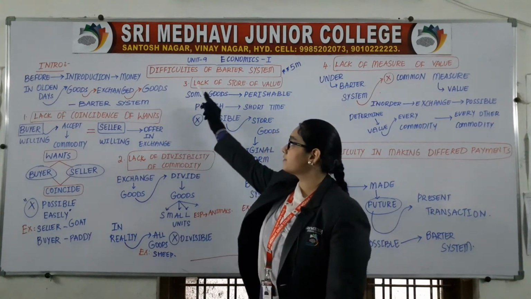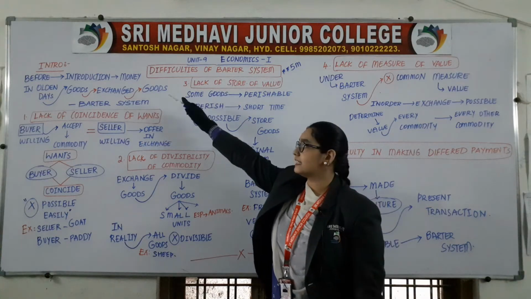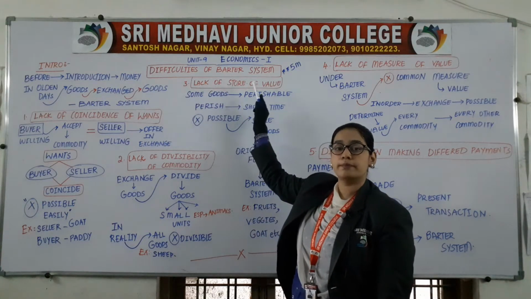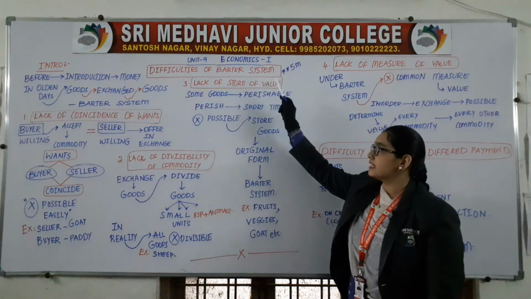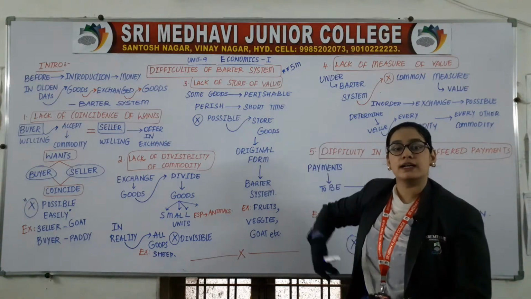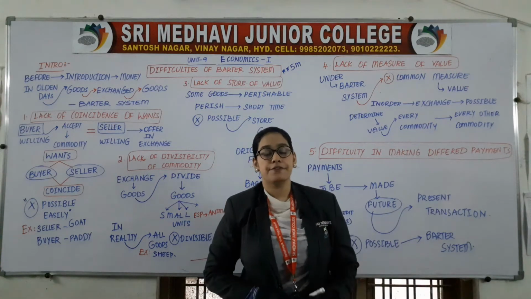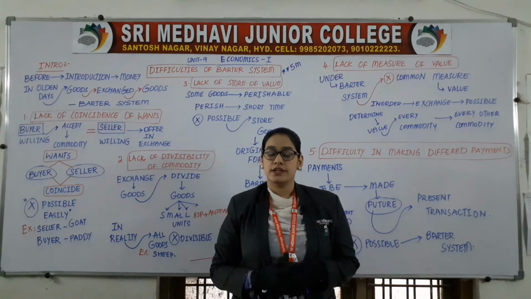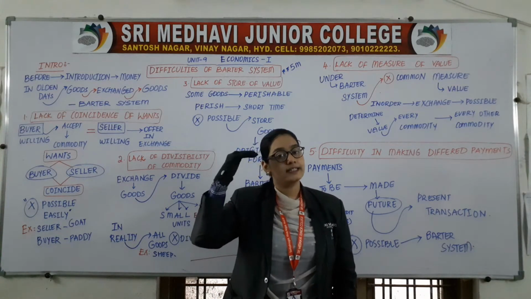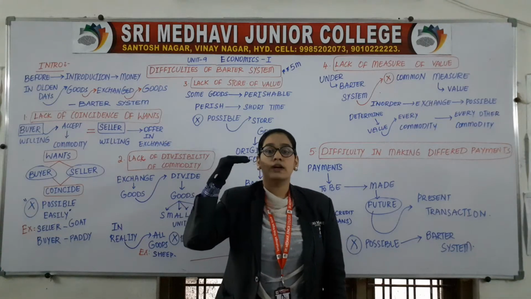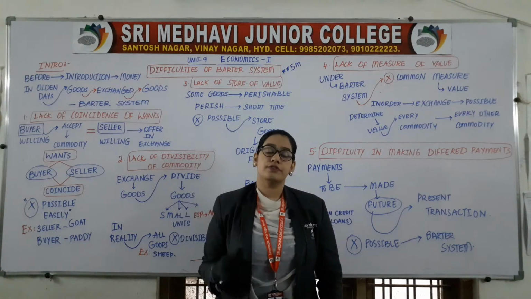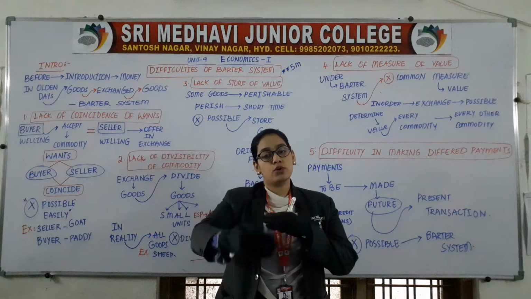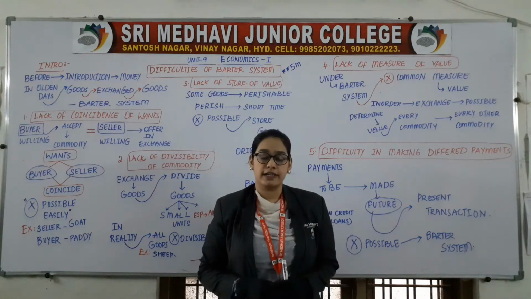Today's topic is from unit number 9, that is difficulties of barter system, which is an important question for 5 marks. In the last classes, we have discussed topics related with inflation. We have read 3 topics, that is types of inflation, what are the effects and causes of inflation, and how to solve the problem of inflation.